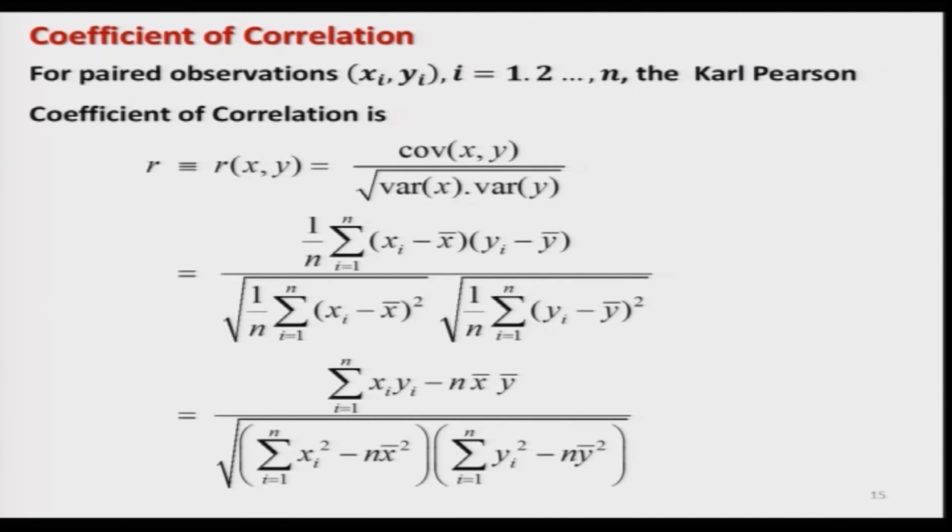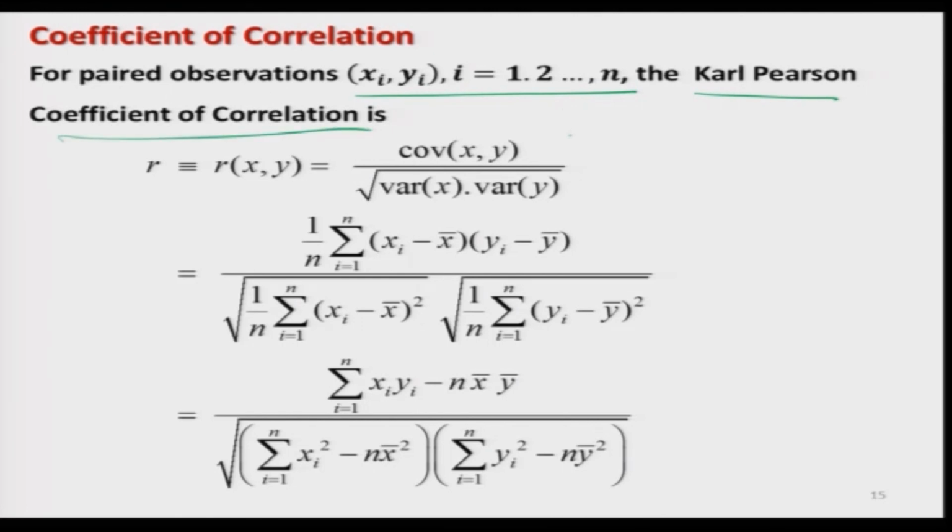Now, how are we going to compute it on the basis of a given set of data? Suppose we have n pairs of observations on the two variables x and y, then the correlation coefficient is defined like this, and this is also called the Karl-Pearson coefficient of correlation.